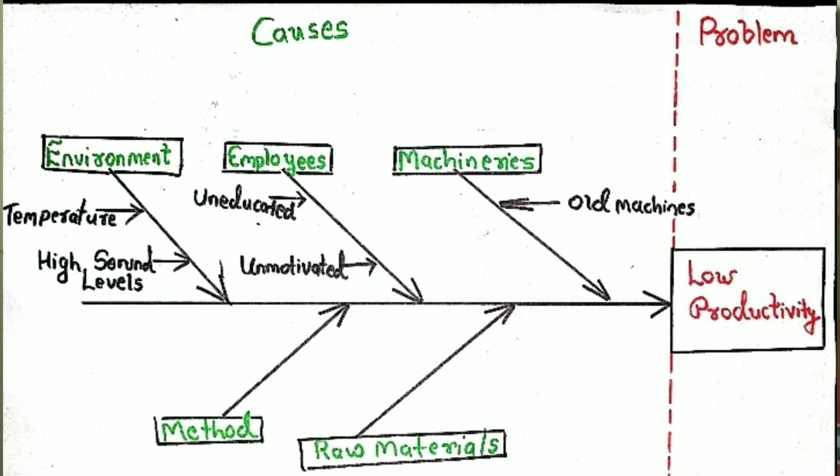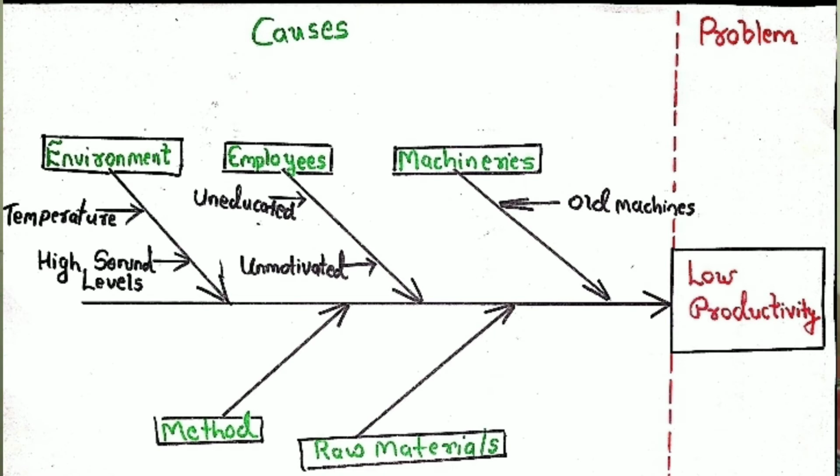The temperature might be too hot in the workplace, so that needs to be controlled so that the workers are able to work at their 100% best, and that leads to high productivity. The problem will get solved. Noise levels can distract the workers, which might be leading to low productivity. So the noise levels should be checked, or if they can't be checked, earplugs or some other methods can be used.